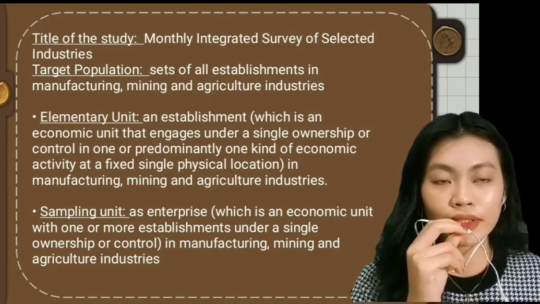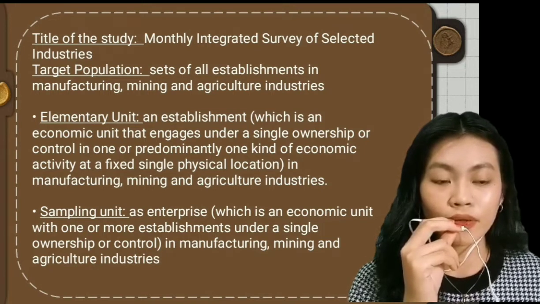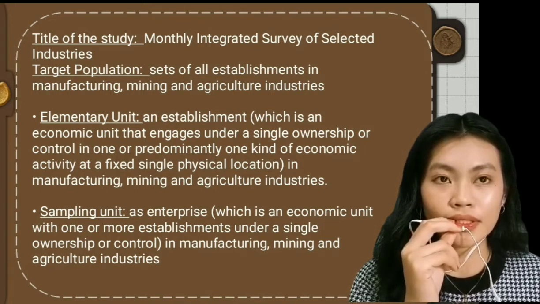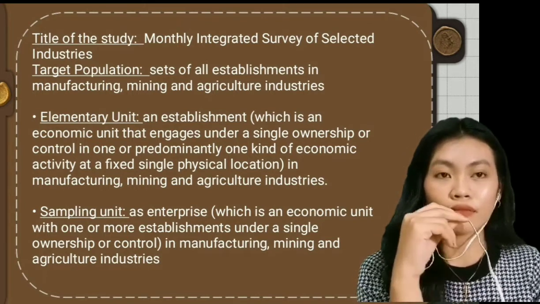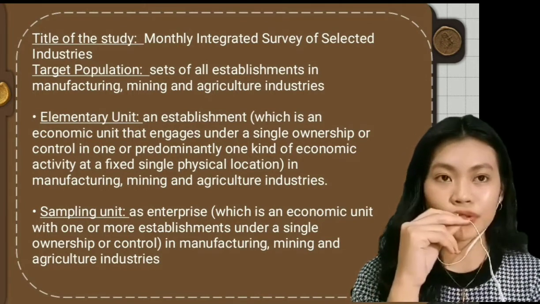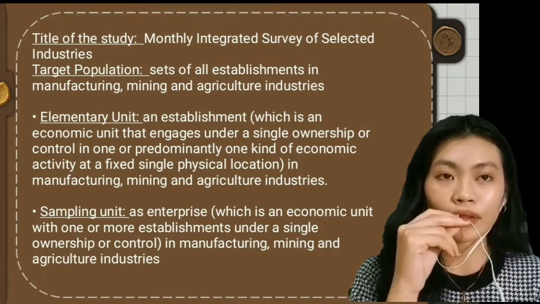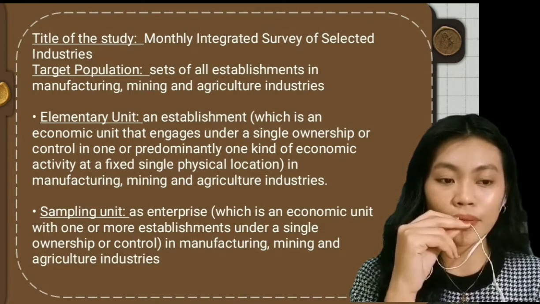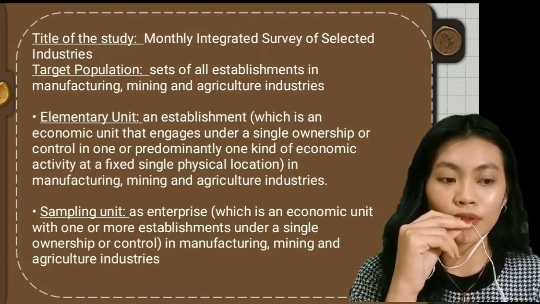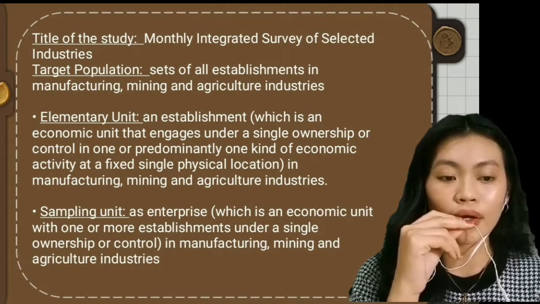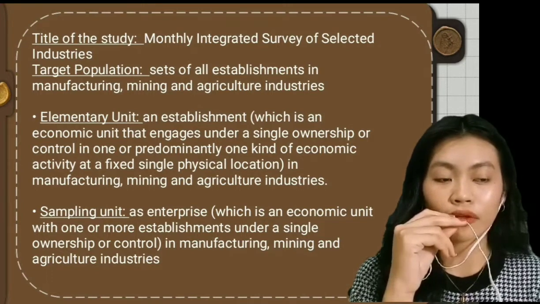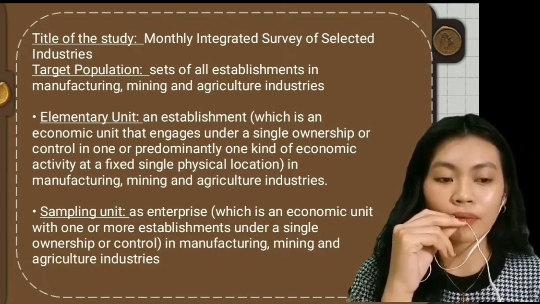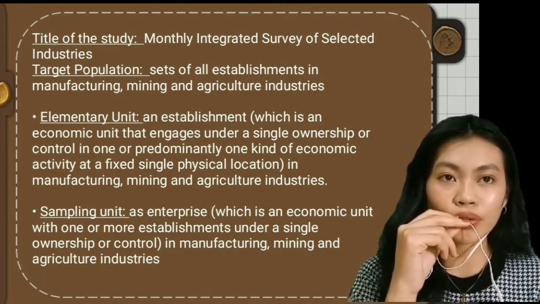For the title of the study, it is Monthly Integrated Survey of Selected Industries. So the target population is the set of all establishments in manufacturing, mining, and agriculture industries. So for elementary unit, an establishment which is an economic unit that engages under a single ownership or control in one or predominantly one kind of economic activity at a fixed single physical location in manufacturing, mining, and agriculture industries.